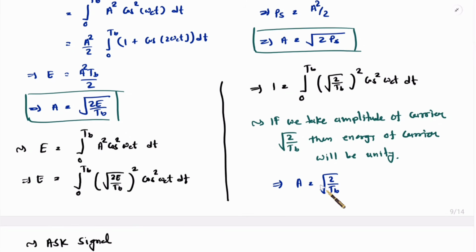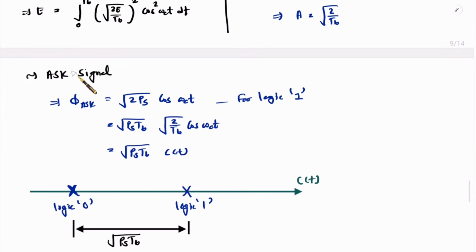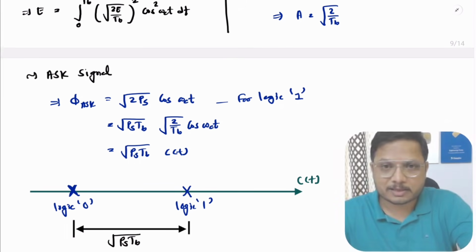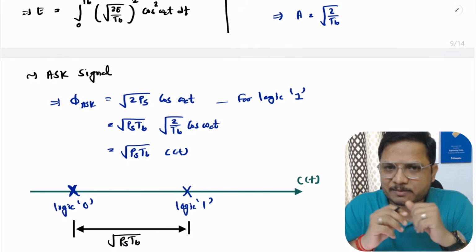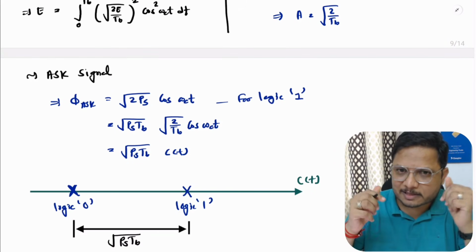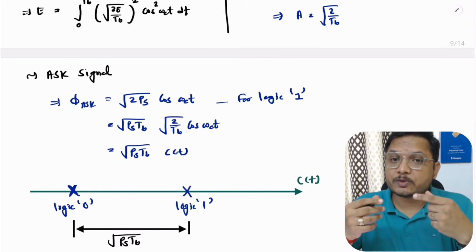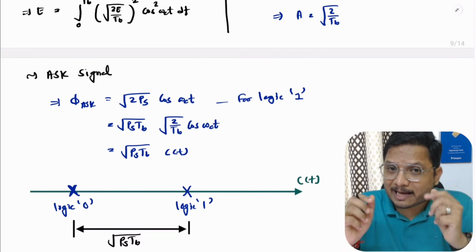If you consider this, then with the ASK signal for logic 1, amplitude will be square root of PSTB, right? And carrier is square root of 2 by TB cos of omega ct, right? So for logic 1, this much amplitude is there. For logic 0, 0 amplitude is there. Based on that, one can understand the distance between two symbols, right? So this is how one can understand the signal space diagram, and it can be used on the constellation diagram also.